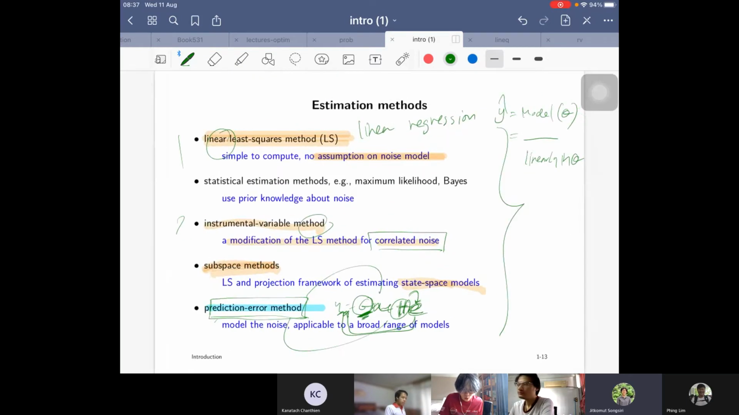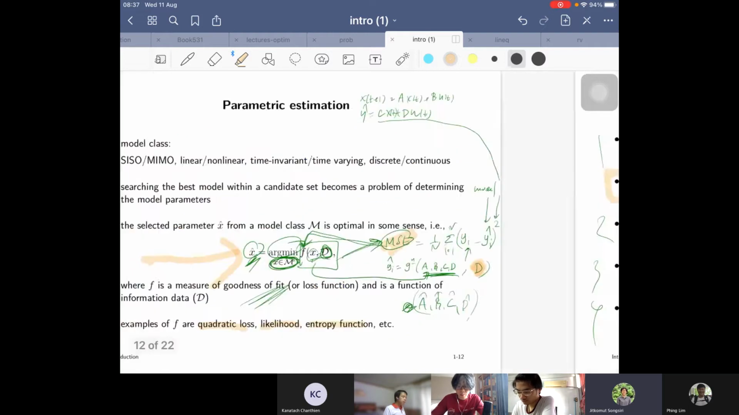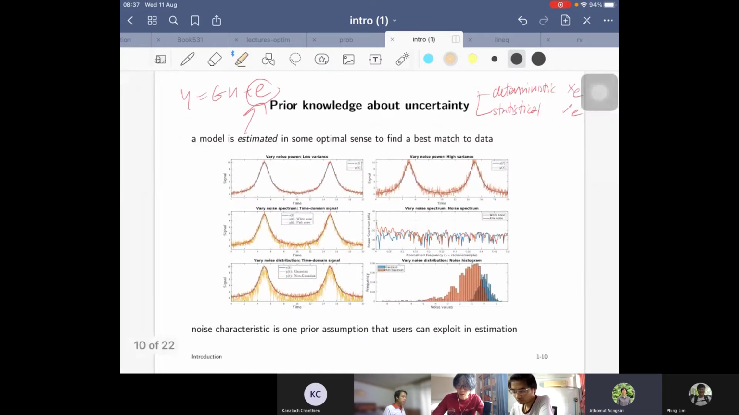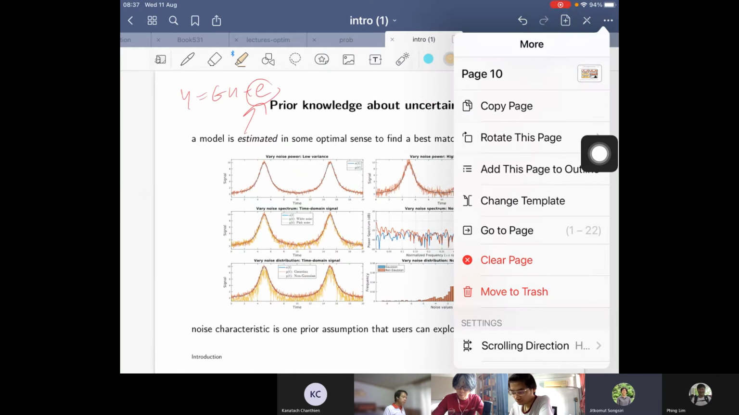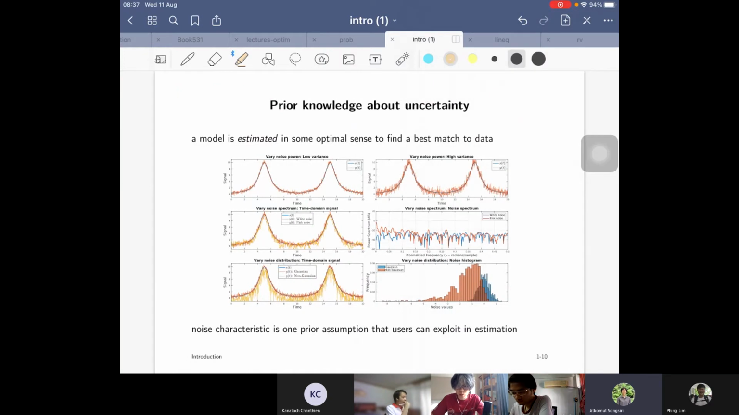And when we're done with 1, 2, 3, 4, we switch to another group of estimation methods called statistical estimation. This group of methods relies on the prior assumption of the noise. As I think I have mentioned in the previous video, if you know something about the noise corrupting the system, you should exploit that information, either in terms of signal pre-processing or in the estimation process.